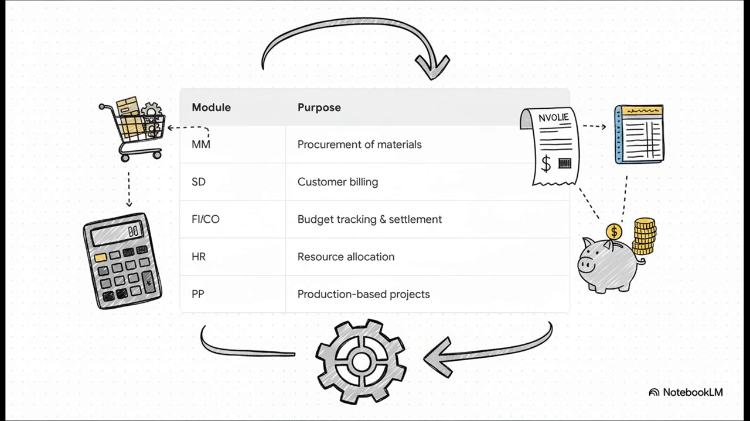When your project needs steel beams, it talks directly to the materials management module to order them. When it's time to bill a client for work you've done, it connects to sales and distribution. And every single penny spent is tracked in real time through the finance and controlling modules. This creates a single source of truth, getting rid of all those conflicting spreadsheets and the guesswork that causes so many projects to go off the rails.